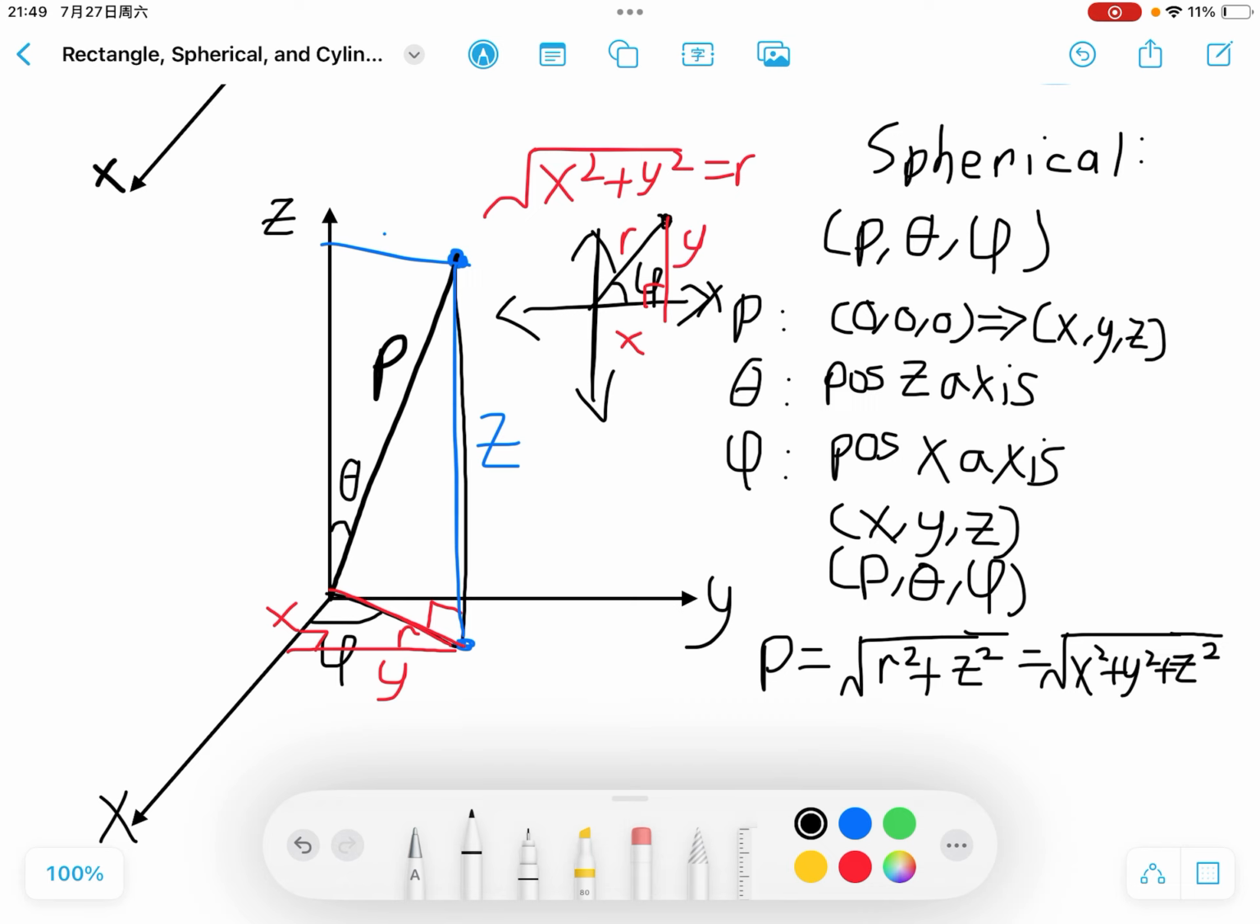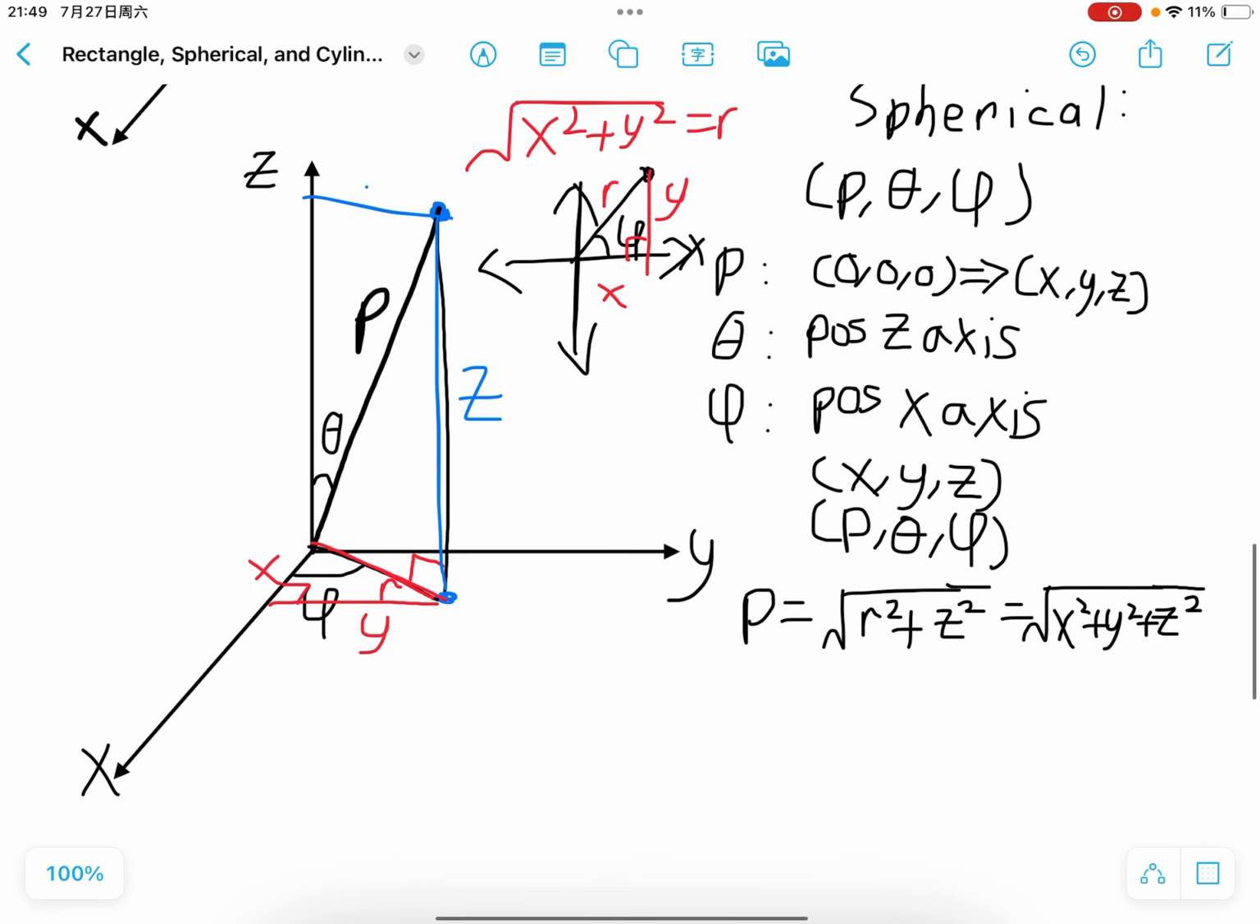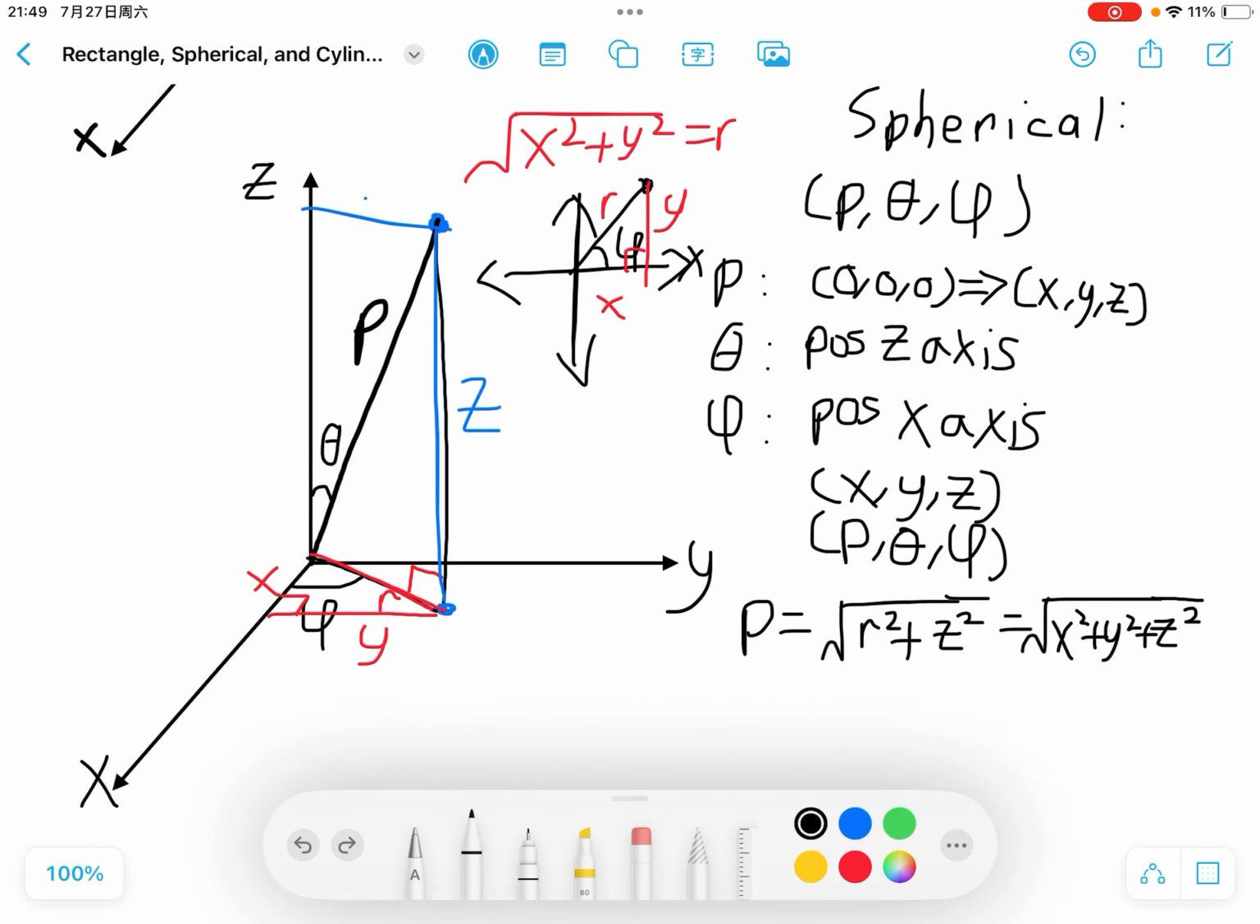Our second formula is if we calculate for phi, because phi is easier. We know that this angle here is phi, and if we just visualize it like that, then phi is equal to arc sine of y over r, or you can say arc sine of y over root x squared plus y squared.